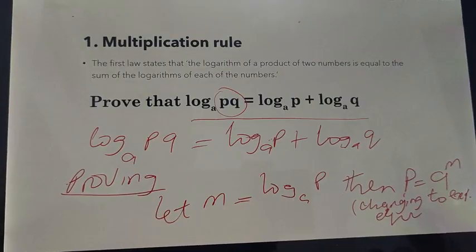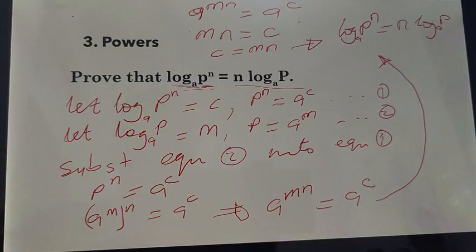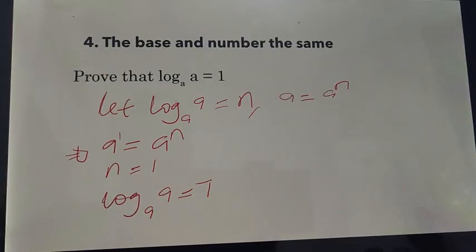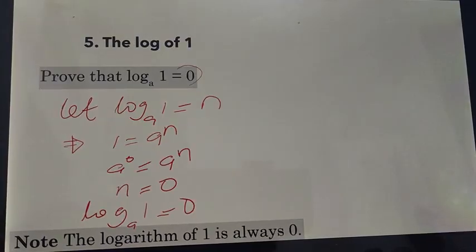Tinaona multiplication rule, tinaona division rule, tinaona powers, tinaona base and number mazofanana, then tinaona zitsanzo. Then tinaona the log of 1, rule number 5 and 0. Log of any base, but of 1 is 0, so it's 0. And we had shown that.